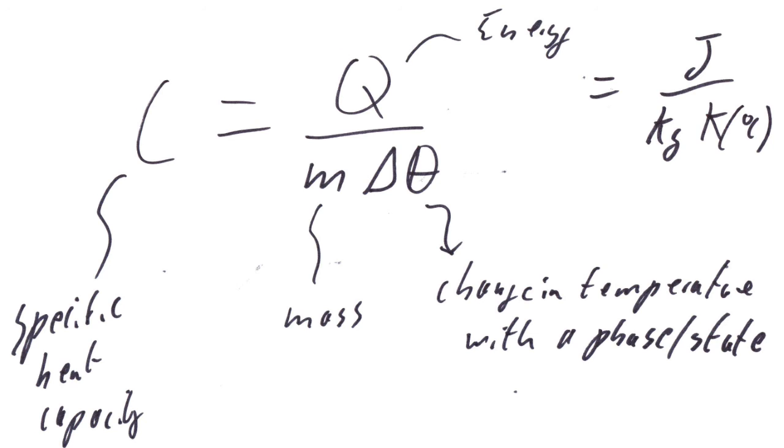So after bringing together all these experiments, we can say that the relationship between heat, energy and temperature within a state of material is: heat energy into a material equals the mass of the material times the specific heat capacity for that material times the temperature change measured of that material.